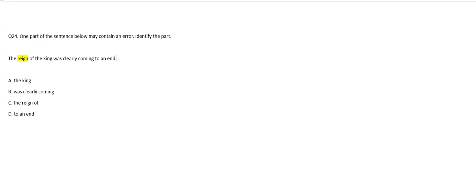But here they're telling the reign of the king was clearly coming to an end. Means it is a wrong sentence. What is wrong in it? Reign. What has to come? Rule. Whenever, for example, if they're mentioning the dash of the king lasted 30 years, then we will go with reign because it is telling of the period of time of the king's reign. Okay.